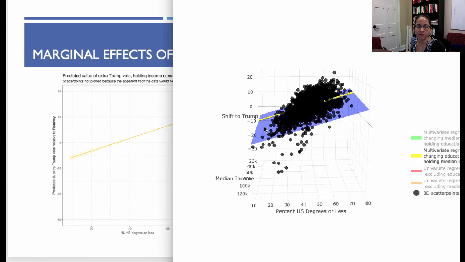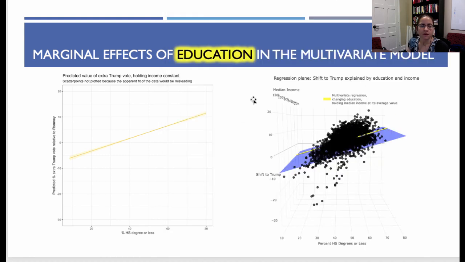So that yellow line is representing the increase in Trump support as you increase the percent of the county with high school degrees or less. What you can see is that the relationship is positive. This is very similar to what the relationship was for education in the univariate model.